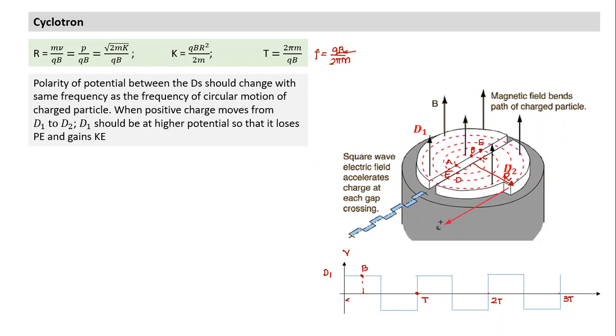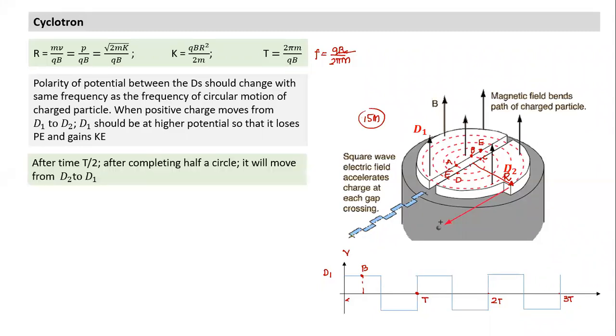I was just looking at some of the labs, and I checked yesterday what the radius of this kind of cyclotron is in one lab. It's about 15 meters or so, a very large radius. And I think they were also planning something which is a kilometer long. So up to T by 2, we move from D2 to D1, that's what I was explaining.